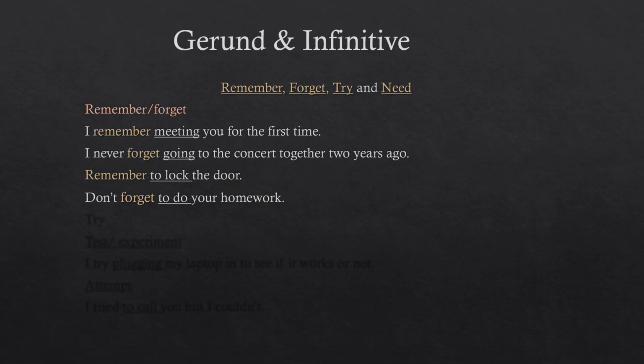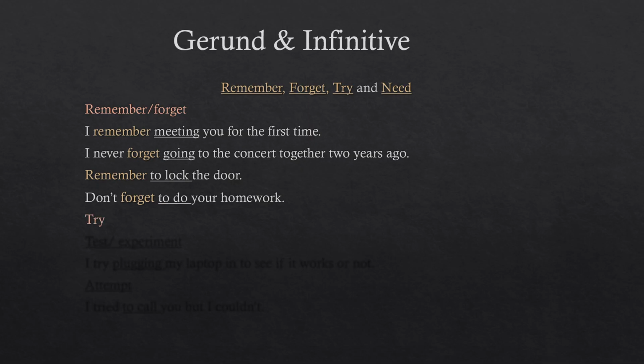Or I never forget going to the concert together 2 years ago. 2 years ago, the action happened. And now I don't forget it. That's why the verb appears in ing form. Or quite the opposite. If I remember, or I should remember, to do something after that, then the verb appears in the infinitive. Remember to lock the door, or don't forget to do your homework.